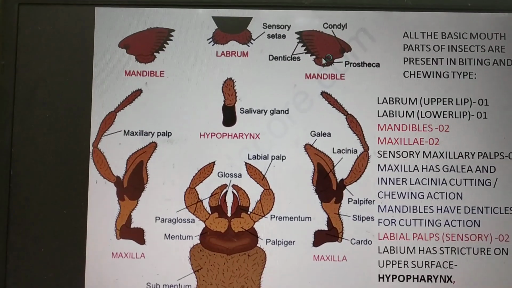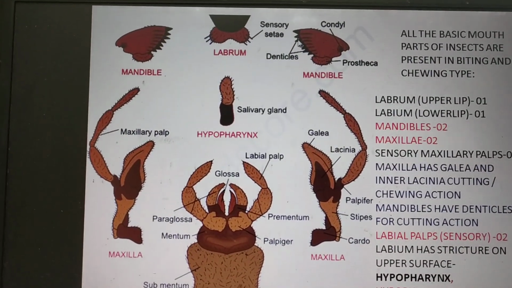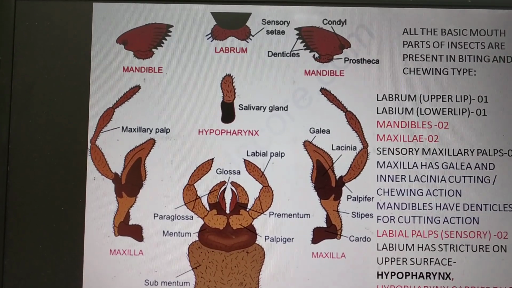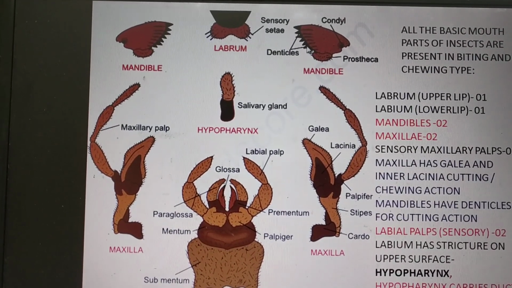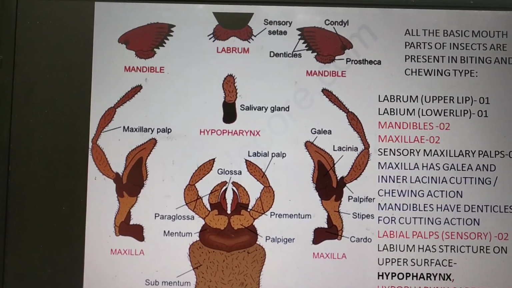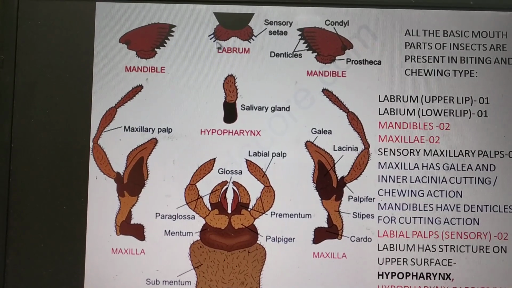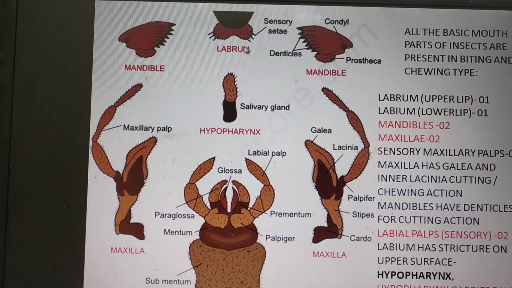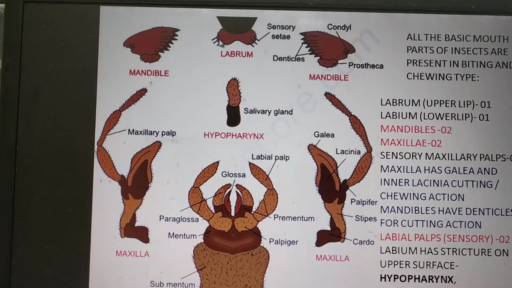Now if you see, in the biting and chewing type, the mandibles on their inner margin have teeth-like structures which are called the denticles. These are meant for chewing. Now the labrum is a hard structure and it has some sensory structures called the setae, hair-like or bristle-like structures.